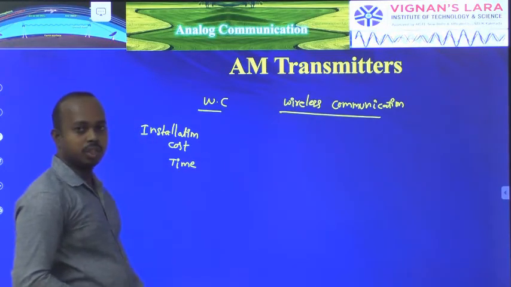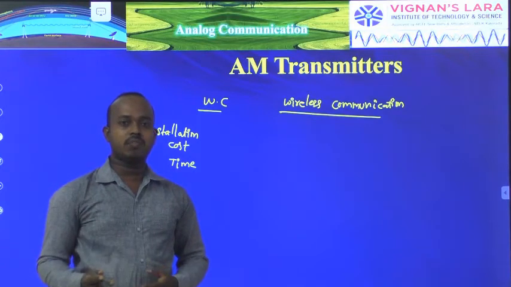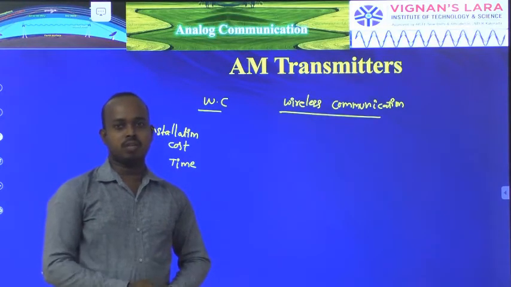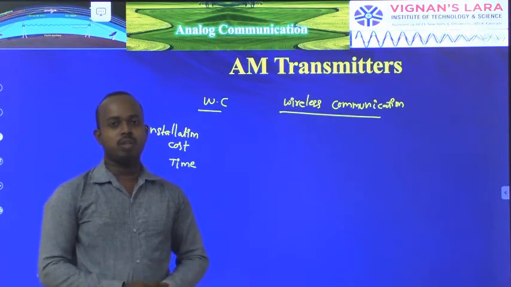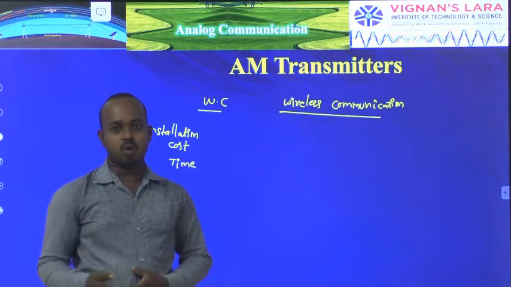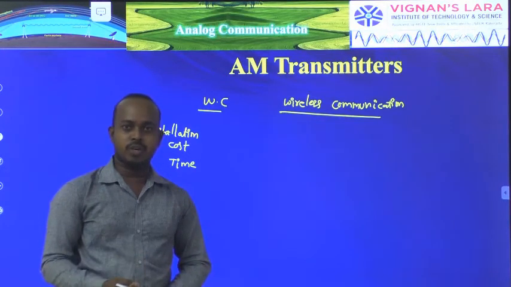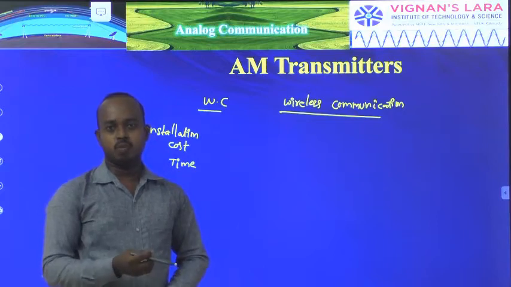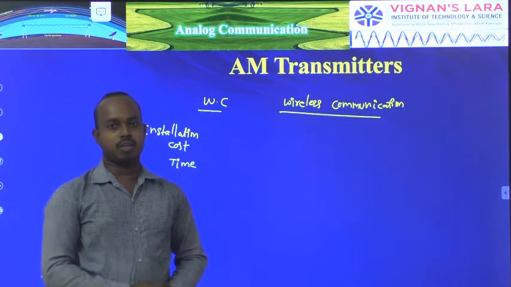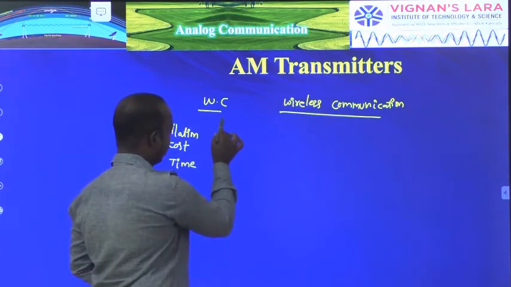Coming to wire communication, you need to establish the wire between the source and destination, from one point to another point. If it is over far distances and there are hill stations, after logging this, the establishment or installation of a wire is very difficult and costly. That's why the cost is more in wire communication.